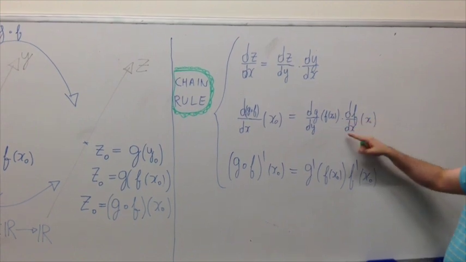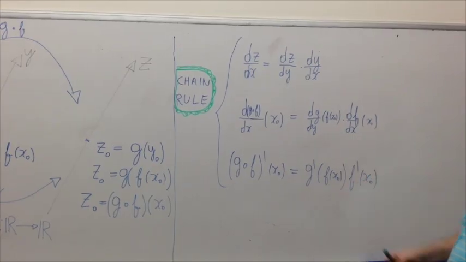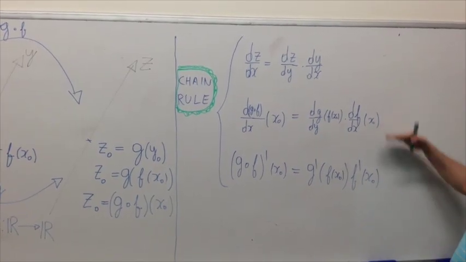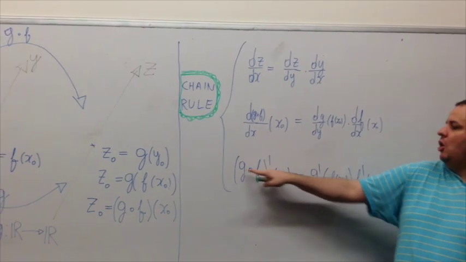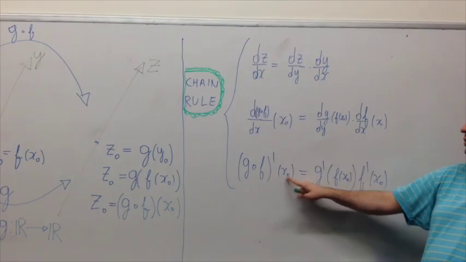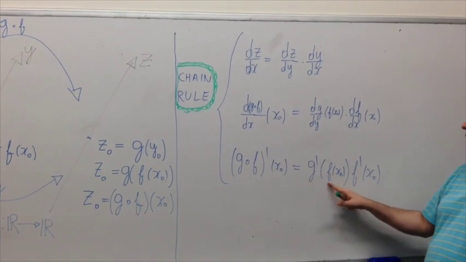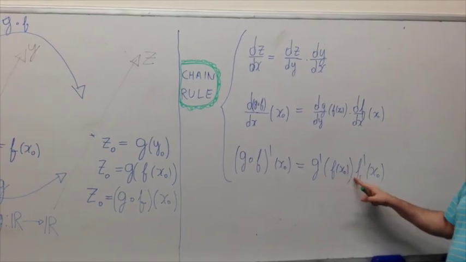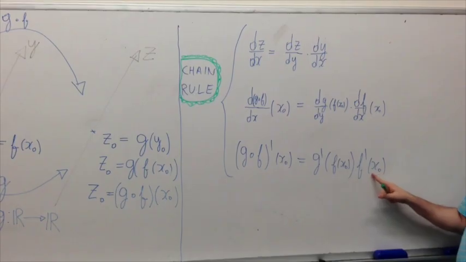If instead of using this notation we use primes for the derivatives, we have the exact same formula here with a different notation. So the derivative of the whole composite function calculated at x0 is equal to the derivative of g calculated at f of x0 multiplied by the derivative of f calculated at x0.